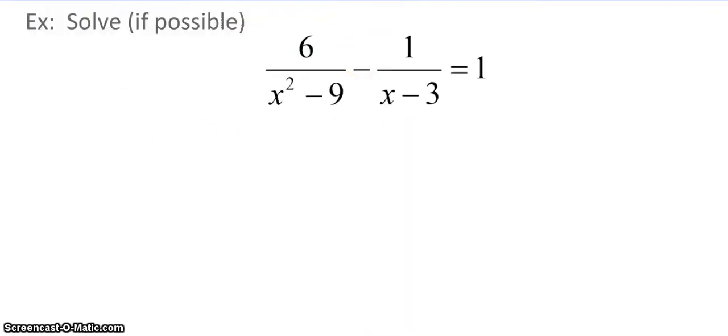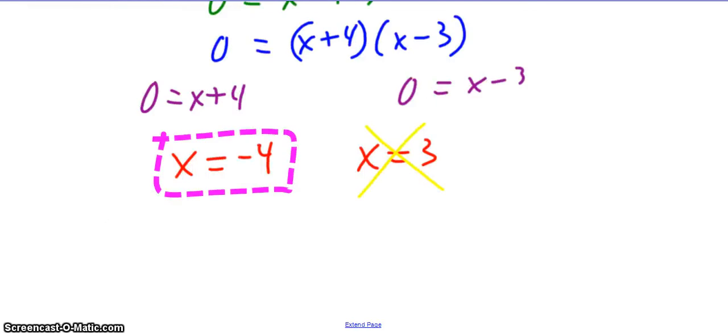Next one. Solve again, however you want. Pause the video, unpause when you're ready to check your work. Okay, so with solving this, we should end up with x equals -4 and x equals +3. However, +3 is extraneous, so our only solution is x equals -4.